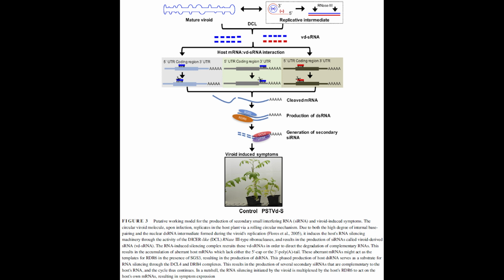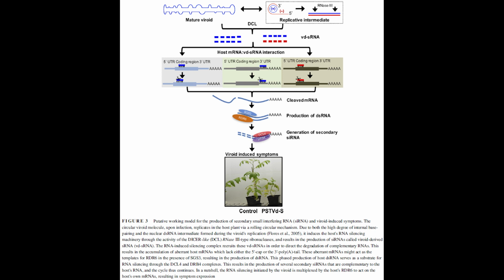As you can see, they bind with these coding regions, and the mRNA gets cleaved. You get the production of double-stranded RNA, and then the generation of secondary siRNA, which is small interfering RNA, and that induces the viroid symptoms, like here in the potato spindle tuber viroid. You can see the control has no problem, and the experimental one that has the viroid shows stunting damage. That comes from cellular dysfunction.